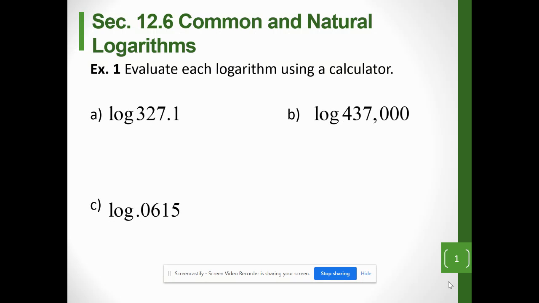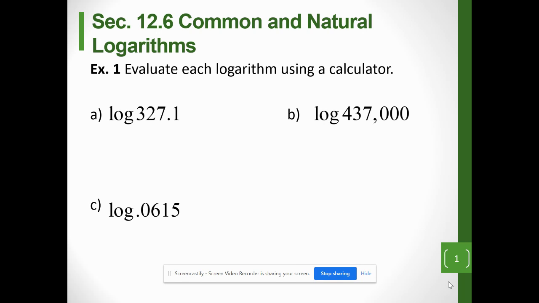We're going to be looking at logarithms. For example number one, I want you guys to just type this in on a calculator. Evaluate the logarithm using a calculator. So for example A, literally type in log of 327.1. Depending on your calculator, sometimes you might have to press log first and then the number.